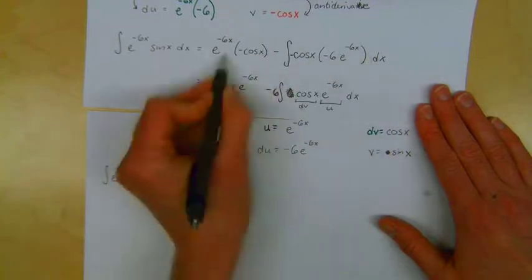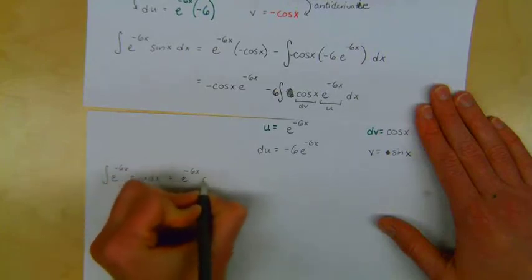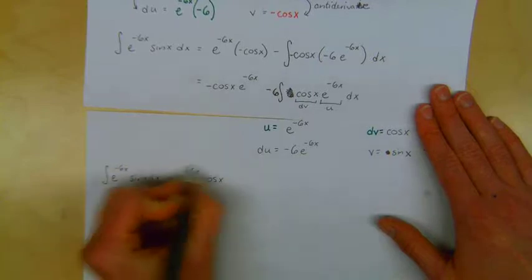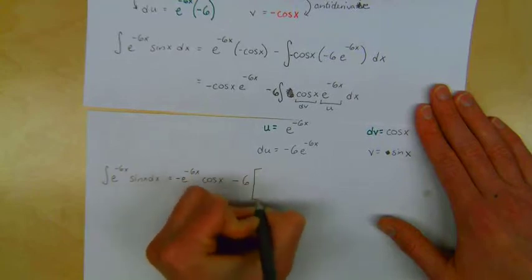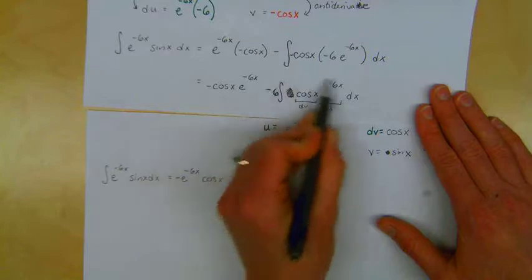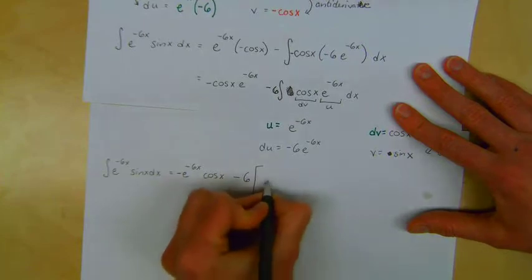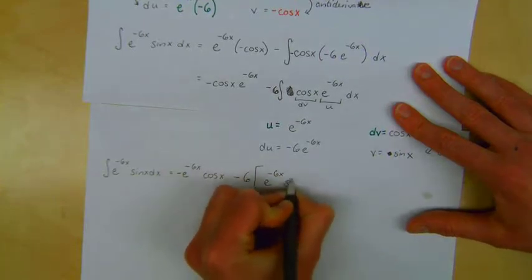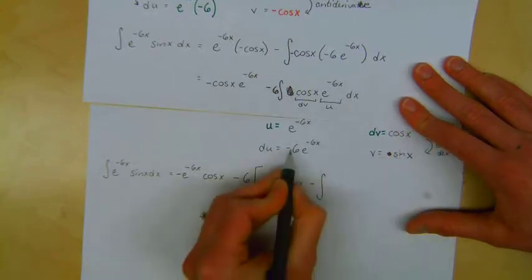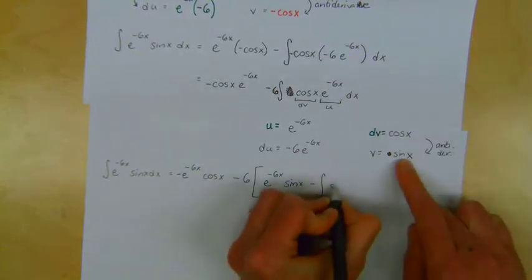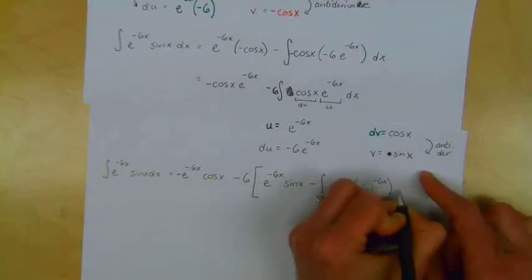This is what I got from the first integration by parts. I got e to the negative 6x times cosine x. That piece is all negative. And then I have minus 6 times this integral. And this integral I'm going to rewrite as u times v, which in this case is e to the negative 6x sine x, minus the integral of v du. So v is sine of x, and du is negative 6 e to the negative 6x dx.